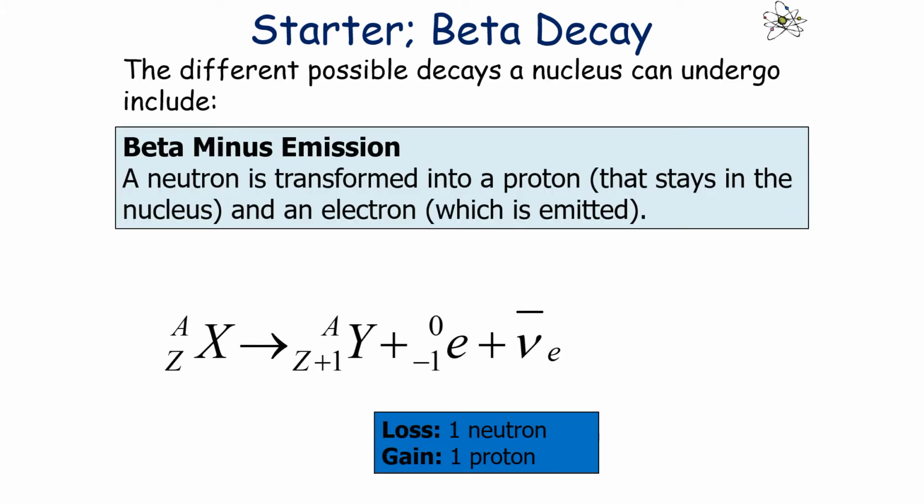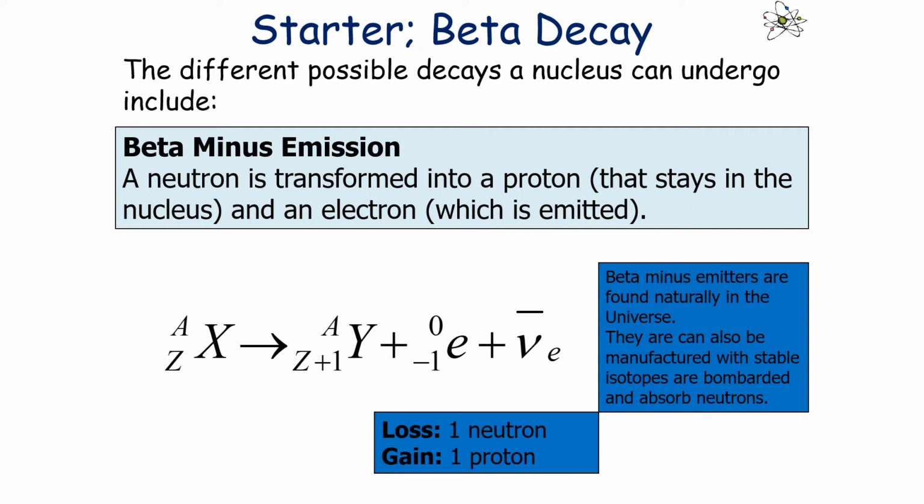So in beta minus emission, a neutron is transformed into a proton that stays in the nucleus and an electron which is emitted. Now, beta minus emitters are found naturally in the universe, but they can also be manufactured with stable isotopes being bombarded and absorbing neutrons.